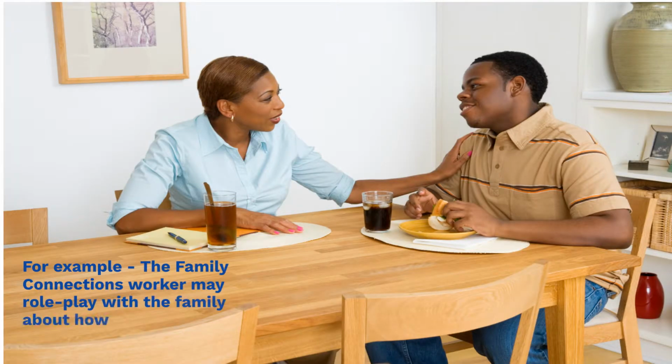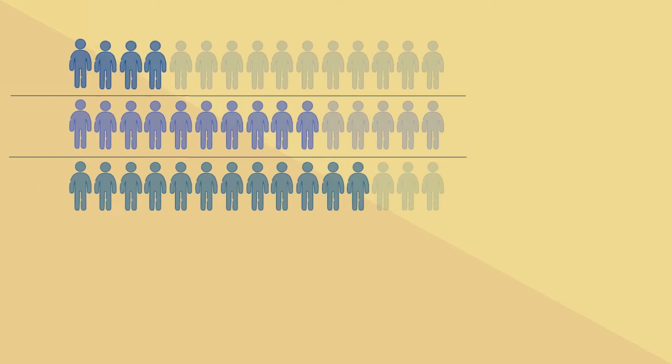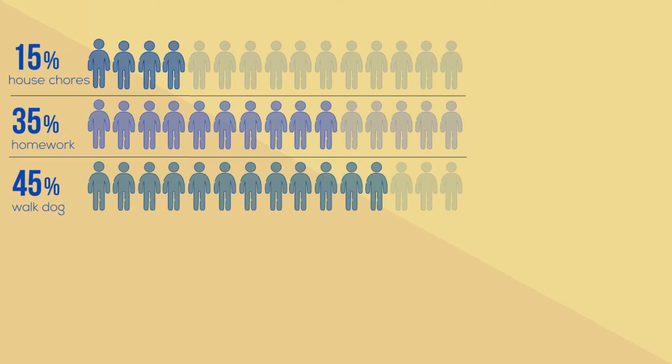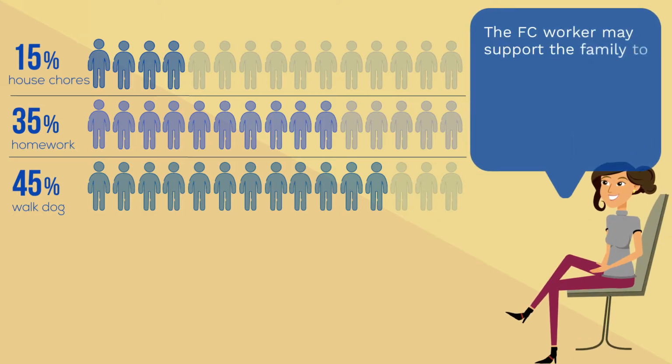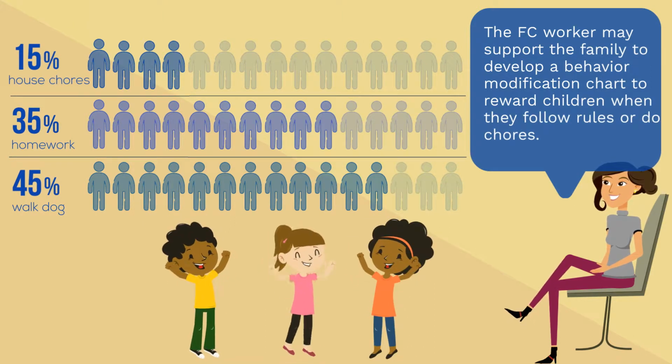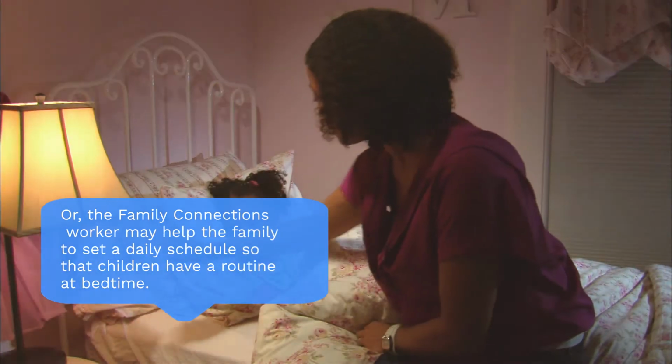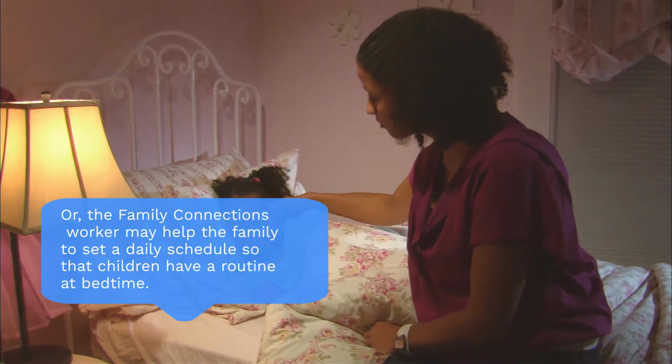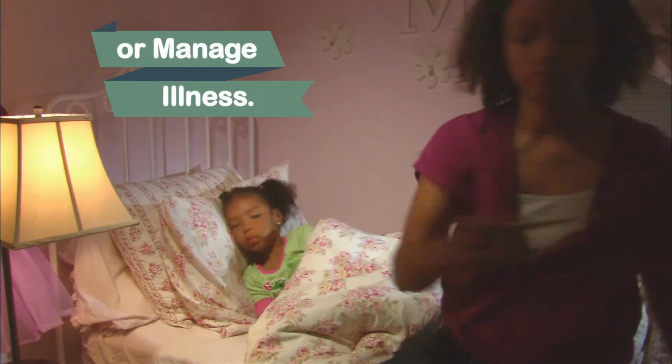For example, the Family Connections worker may role play with the family about how to listen to each other at dinner. The worker may support the family to develop a behavior modification chart to reward children when they follow the rules or do their chores. Or the worker may help the family set a daily schedule so the children have a routine bedtime. Or manage when children are not feeling well.